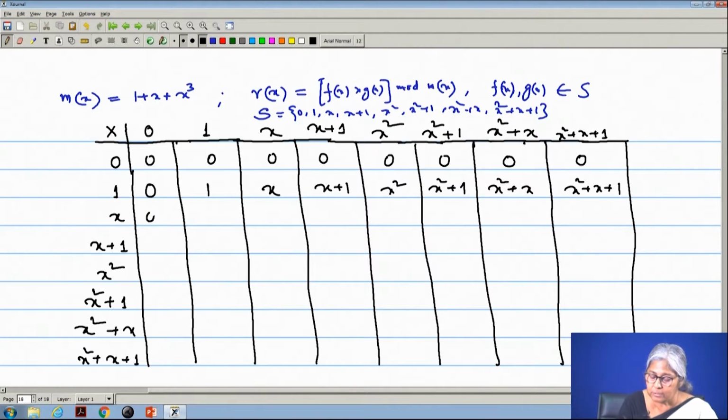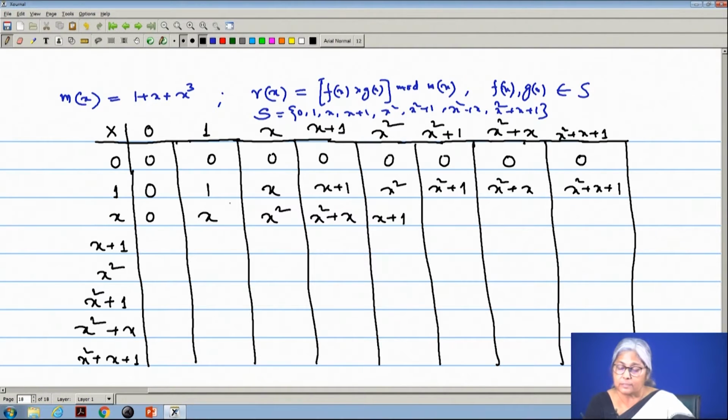So, x into 0 is 0, x into 1 is x, x into x is x square, which is less than x cube. So, x square I put, this is x square plus x, this is x cube. Now, it is x cube, so I have to take the remainder. That means x cube divided by 1 plus x cube, and we have seen that is nothing but x plus 1. Now, again x into x square plus 1 is x cube plus x, and this is x plus 1 only.